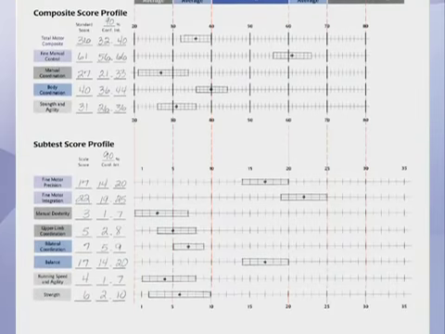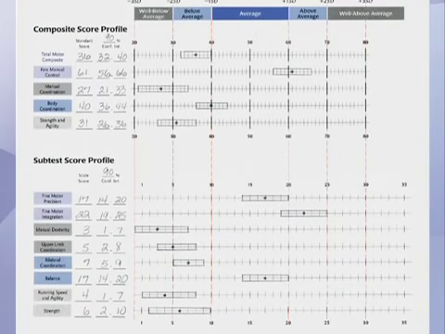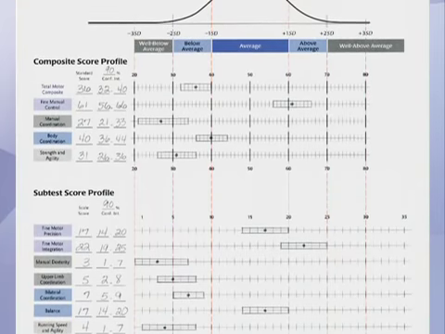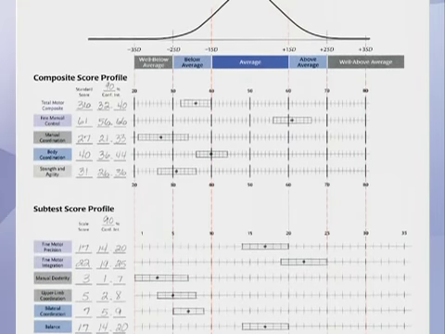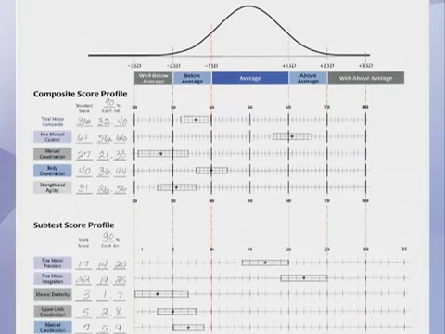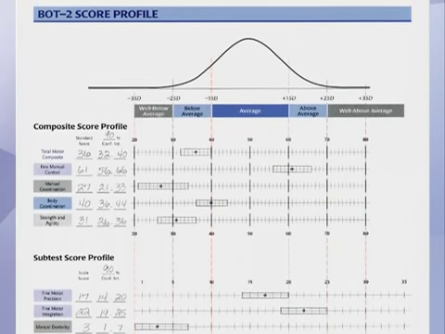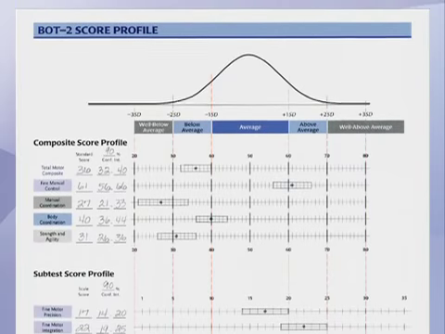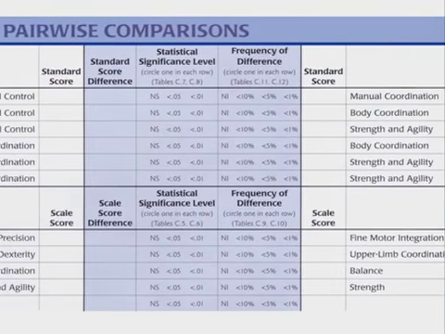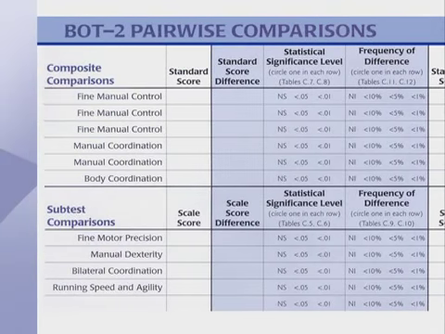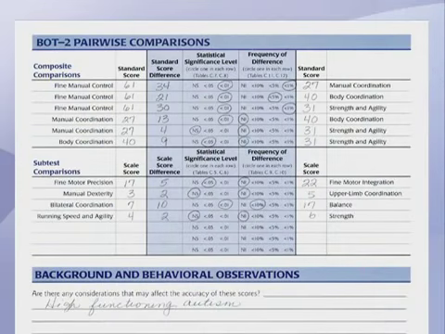The score profile report is a particularly effective way to illustrate individual strengths and weaknesses. Peaks and valleys are readily recognized and translated into strengths and weaknesses. Used in conjunction with the normal curve, it becomes rather easy to see where an individual's proficiency falls in comparison to the norm group. For practitioners or researchers interested in a more in-depth analysis of an individual's pattern of scores, the BOT2 provides ways to statistically compare scores between motor area composites and the subtest pairs within each motor area composite.